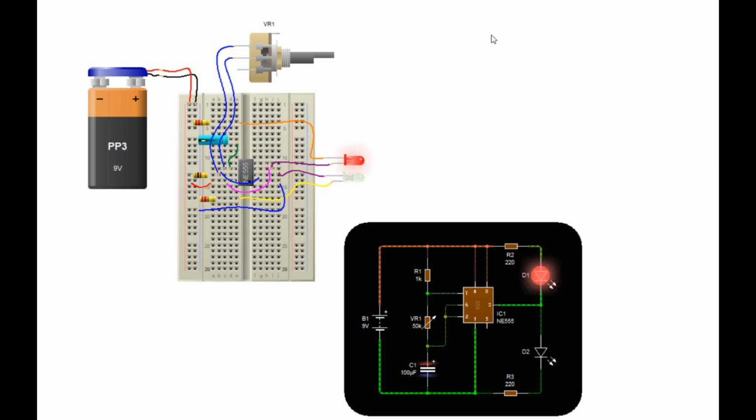Calculating the frequency and duty cycle. The frequency and duty cycle of the output waveform are determined by the values of R1, R2, and C1. Here's how you can calculate them.